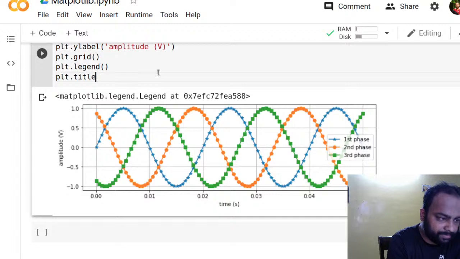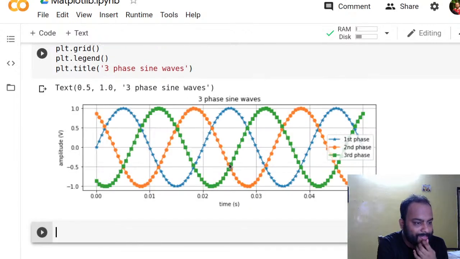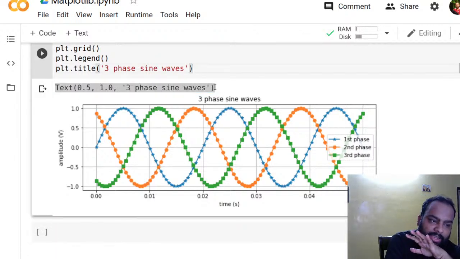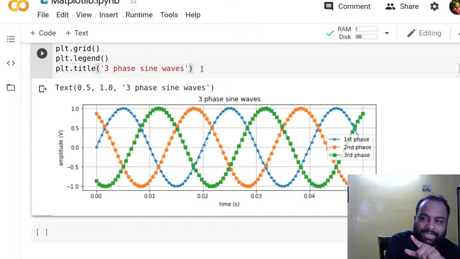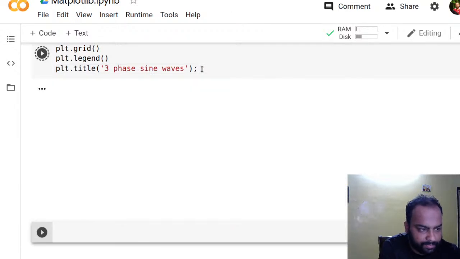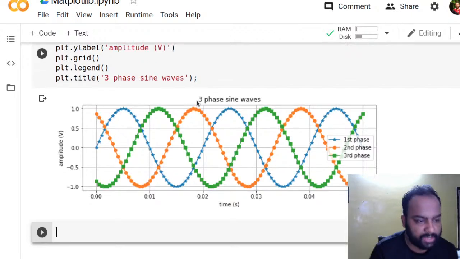And what is the title? We would say, for example, 3-phase sine waves. And now if I run this, let's see, it says 3-phase sine waves. And here there is an annoying output because we are using Jupyter Notebook. In pure Python, this does not happen. So what I just do personally, I put a semicolon after the last line if I'm plotting in Jupyter Notebook or in Google Colab, so that annoying output is suppressed.